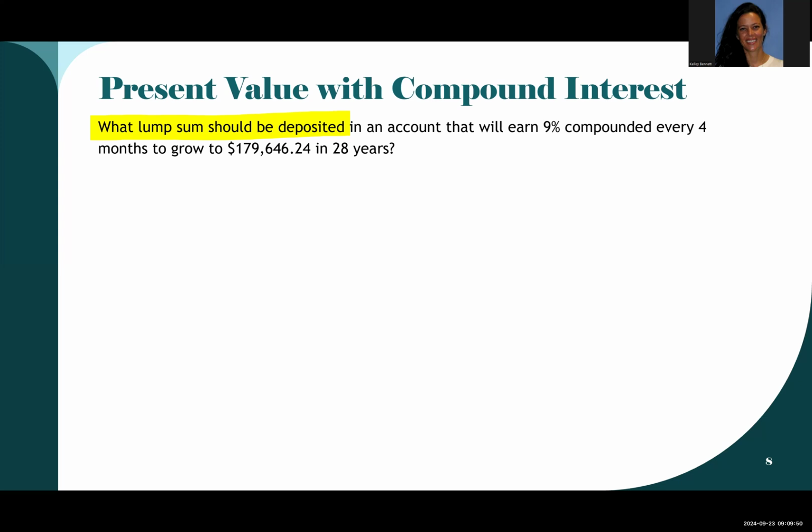So I want to know what P is, but I know R is 9%. I know that I'm doing it every 4 months, so that tells me about N. And I know what I want to end up with. That's A. I'm going to do it in 28 years. Right now, N is a little bit of a mystery. It's not 4, by the way, in case you were thinking it's just 4. It's not. I do know I'm using compound interest, so there's my formula.